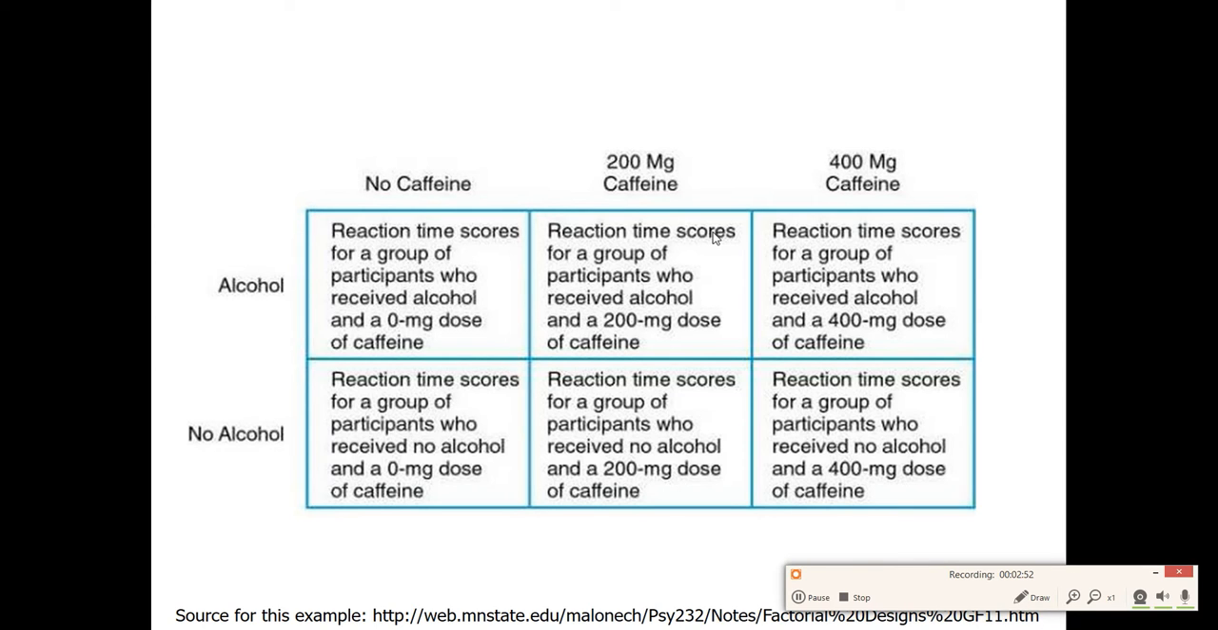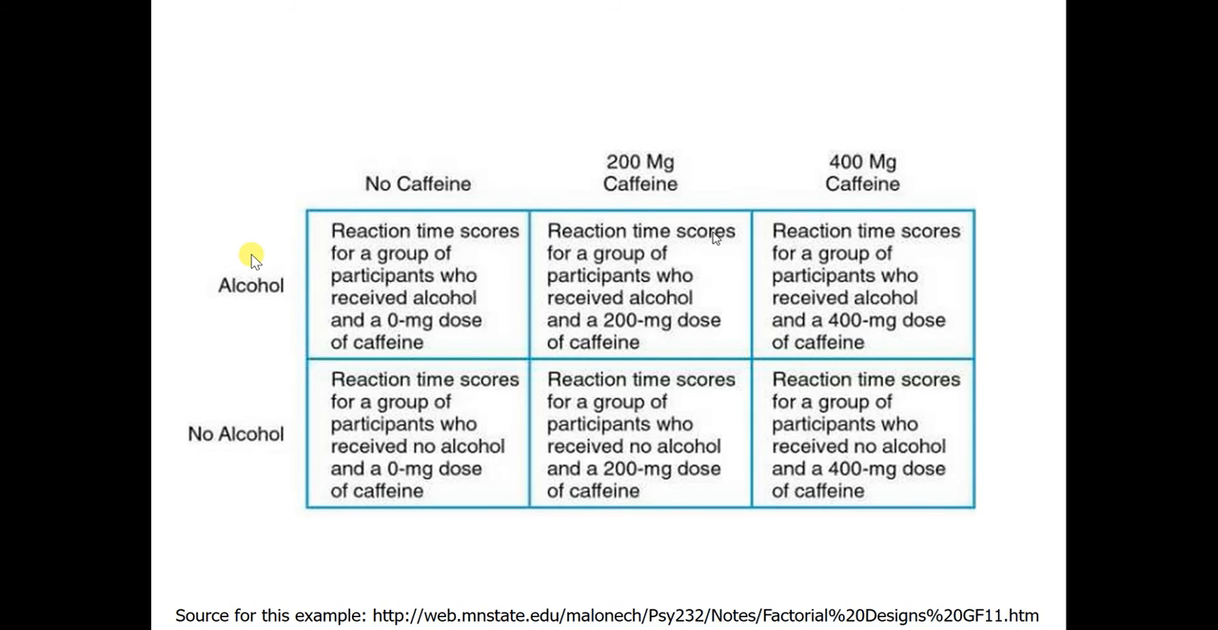So when we think about these factorial studies, it might be useful to plot them out on a grid like this. So we have one independent variable, that's caffeine. In this example, we have 3 levels of the independent variable of caffeine. Some people get no caffeine, some people get 200 milligrams, some people get 400 milligrams.